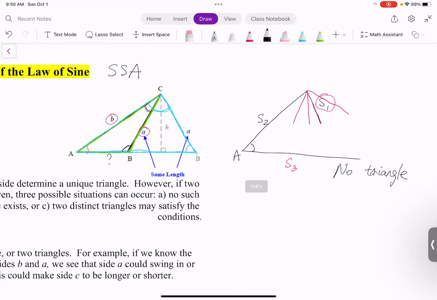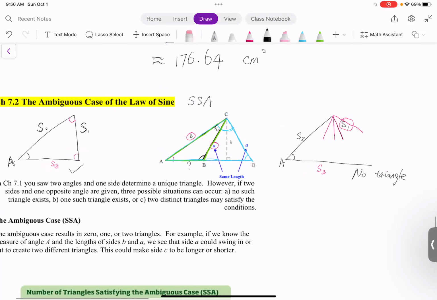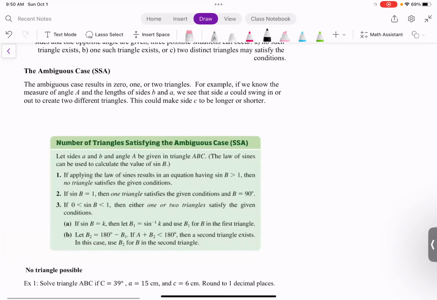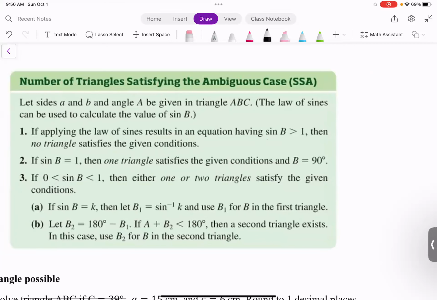So this one, I have no solution or no such triangle. So I have three cases. First case, I have one solution. Second case, I have two solutions. And another case, I have no solutions. Let's see how to decide how many solutions I have. Number of triangles satisfying the ambiguous case, SSA.